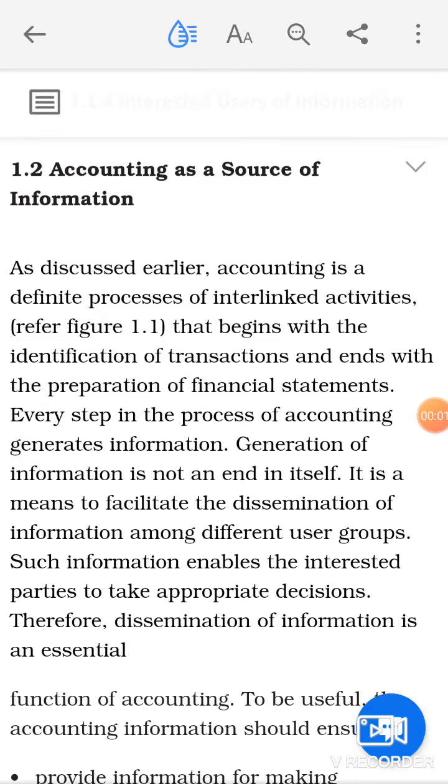Hello friends, today in this video we'll discuss the first chapter of accountancy of class 11, Introduction to Accounting. Today in this video we'll discuss the topic accounting as a source of information.